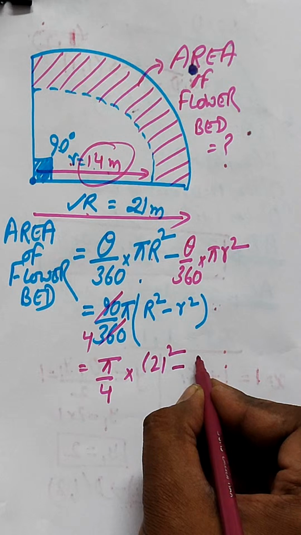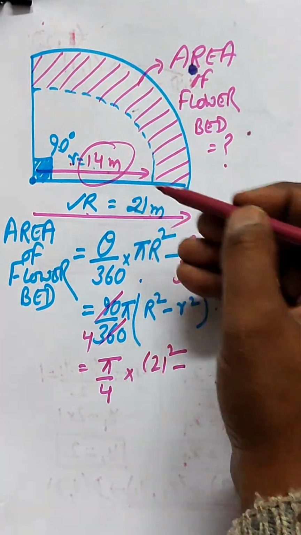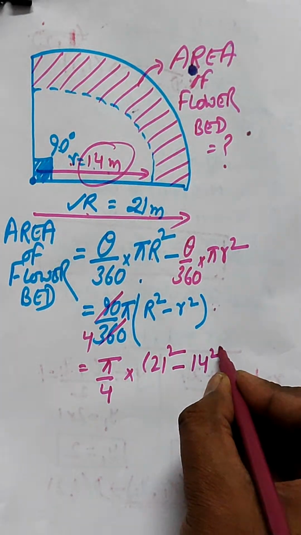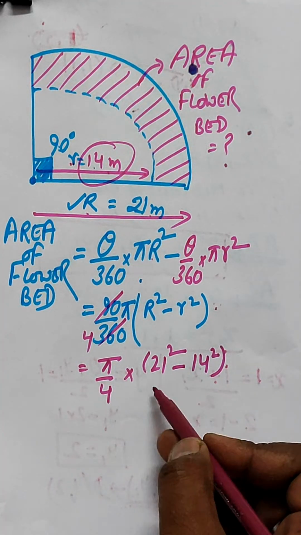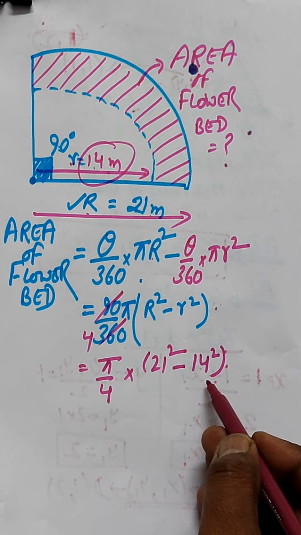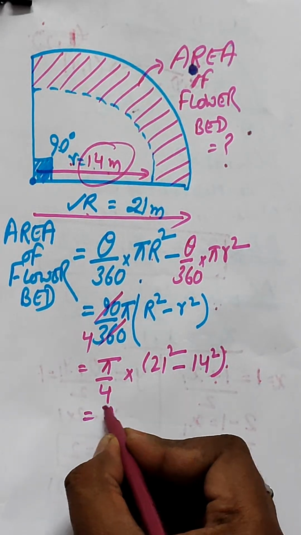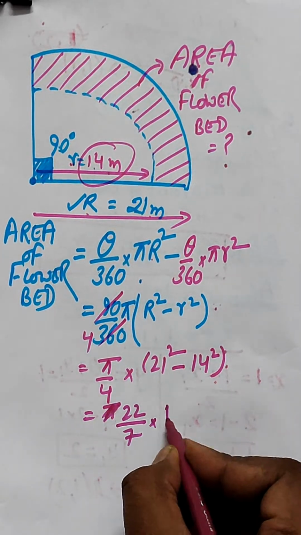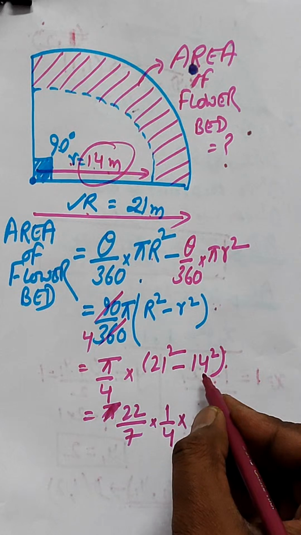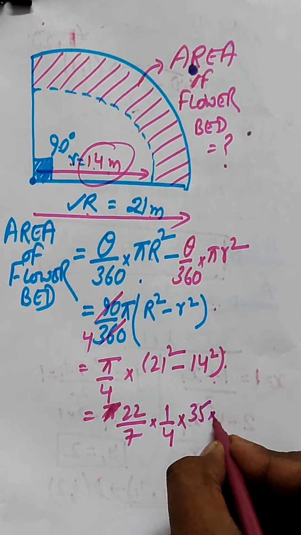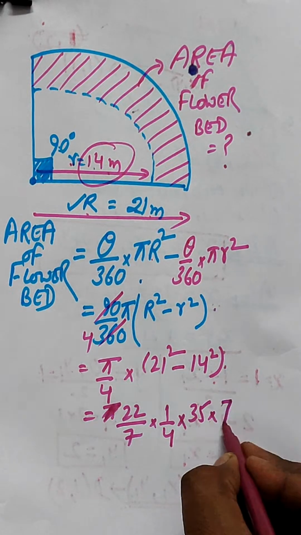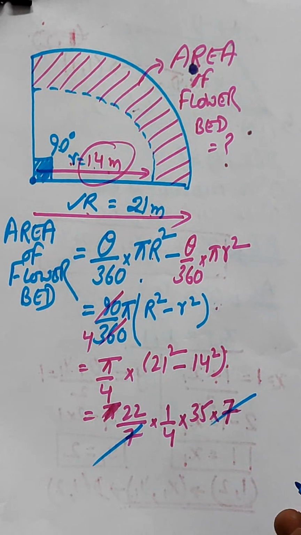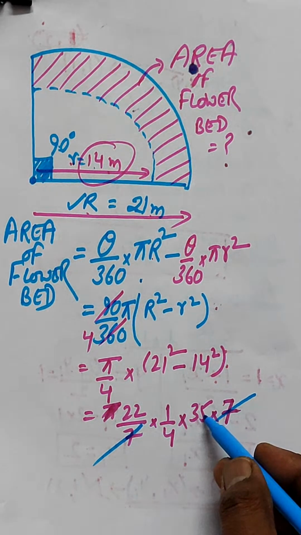This is coming as 21 square minus a small r square. A small r is 14. So minus 14 square. So you can see this is on the formula a square minus b square. So just you can add up pi by 4, that will be coming as 22 by 7 into 1 by 4 into 21 plus 14 will give you 35, and 21 minus 14 will give you 7. Now cut this 7. So we are left with 22 into 35 by 4.